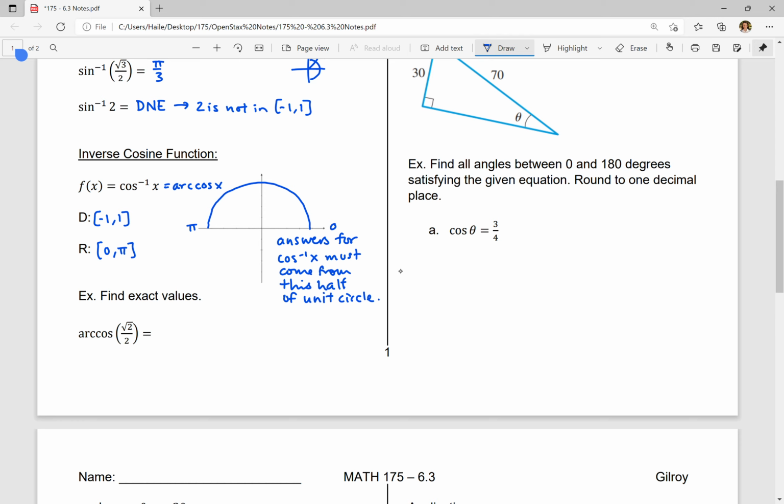The first one, we have arc cosine of the square root of 2 over 2. The question we want to ask ourselves is which angle in quadrant 1 or quadrant 2, so maybe I'll draw the little coordinate grid there. On this half of the unit circle, which angle has a cosine of positive root 2 over 2? Since the ratio is positive, we know it must come from the first quadrant. So it's going to be some angle in here. If we think back to our unit circle, the angle in the first quadrant with a cosine of root 2 over 2 is pi over 4. So our answer to arc cosine of root 2 over 2 is pi over 4.